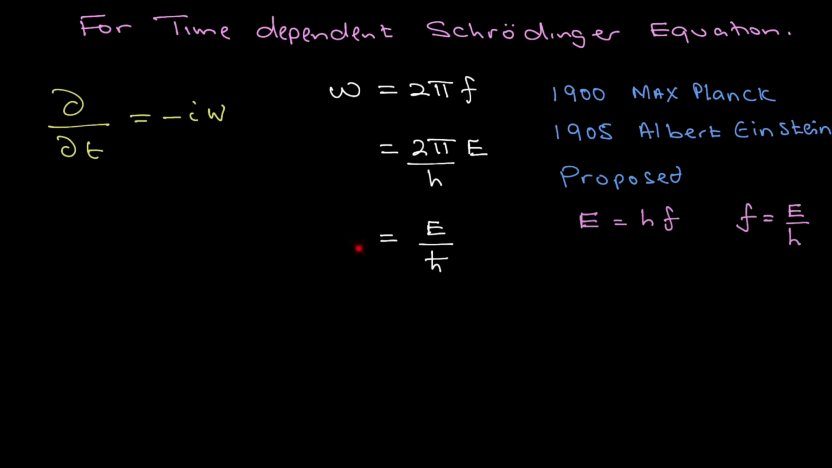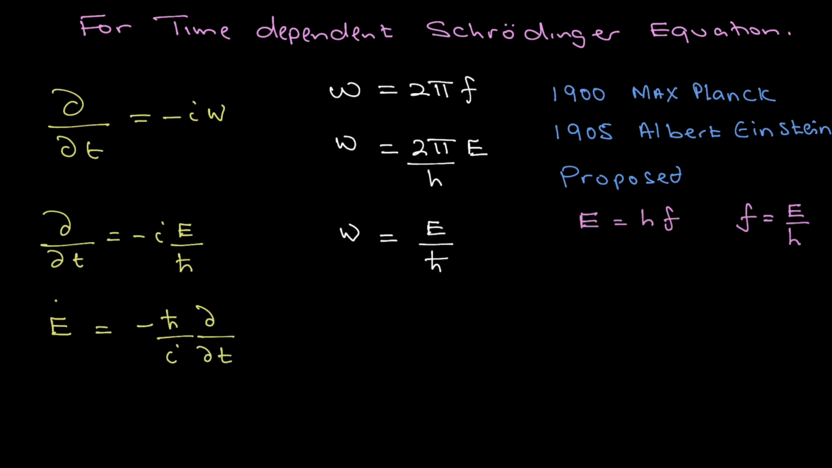So now I can take omega and put it back here. So remember, this is omega, omega, and therefore we get partial derivative with respect to time equals minus i E over h bar. And if I make E the subject, I get E to be equal to minus h bar over i partial derivative with respect to t, and put a hat on it, that will be the energy operator. So differentiating with respect to time gives you the energy operator.